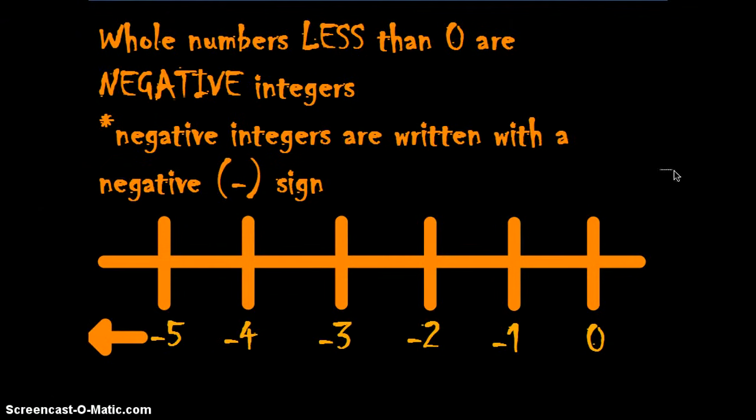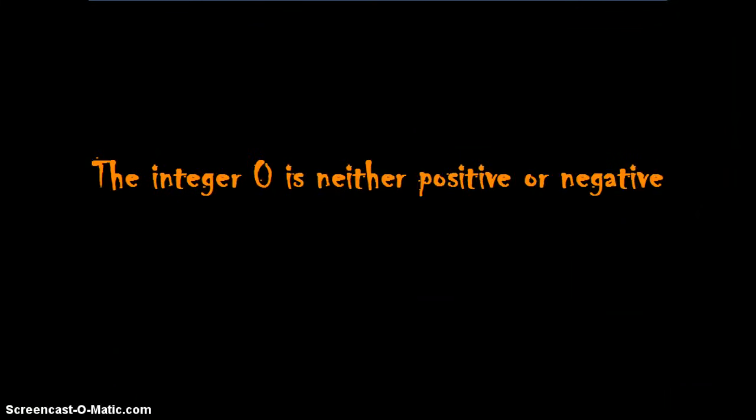Whole numbers less than 0 are called negative integers. Negative integers are written with a negative sign. Here's 0 again, and we've got negative 1, negative 2, negative 3, negative 4, and negative 5, and so on. Think of a thermometer turned on its side. The integer 0 is neither positive nor negative.